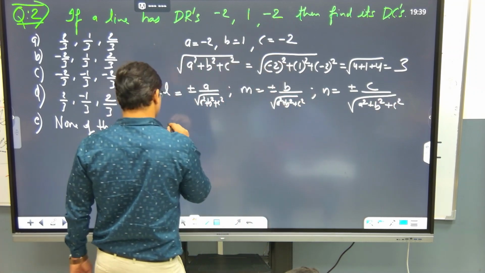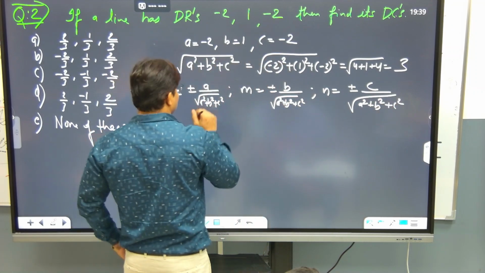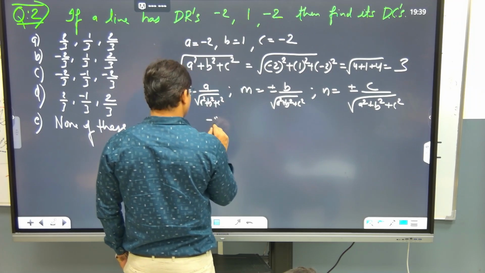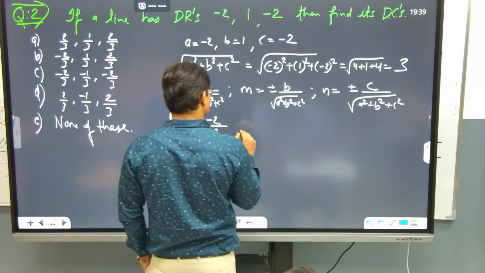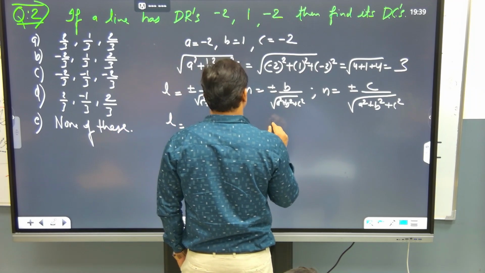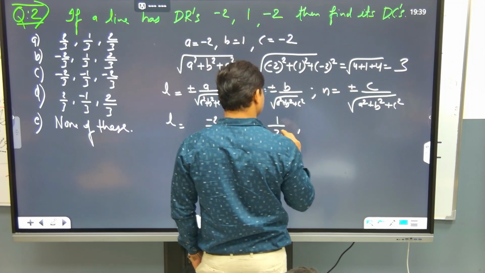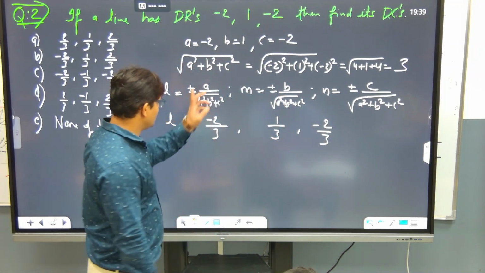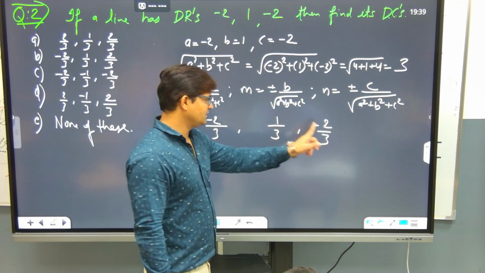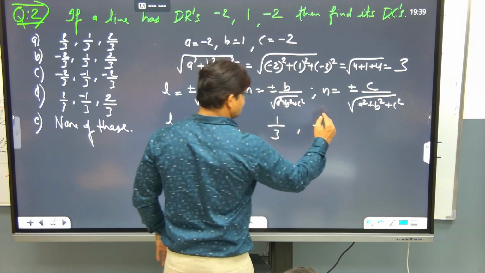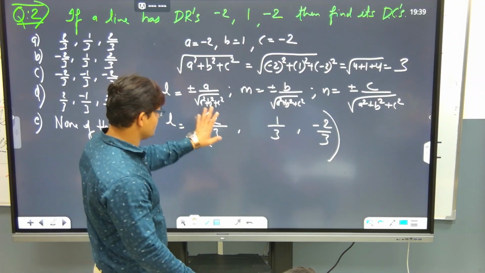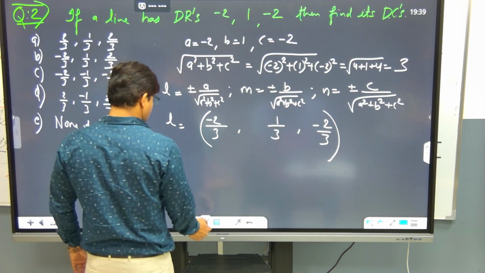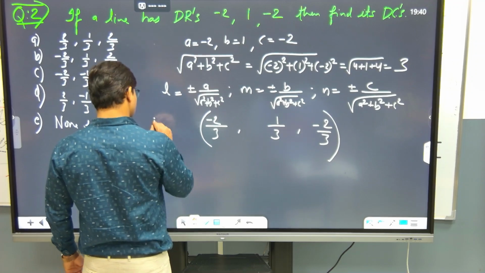Now for L, first we take the value -2 by 3, then 1 by 3, and the next value is -2 by 3. Normally we have -2 by 3, 1 by 3, -2 by 3. It is in the same direction as this. That is our answer.